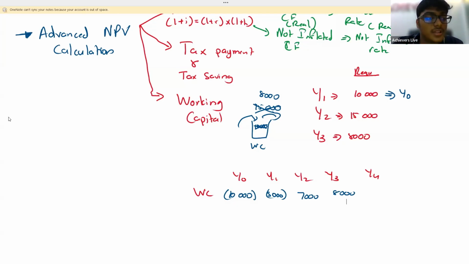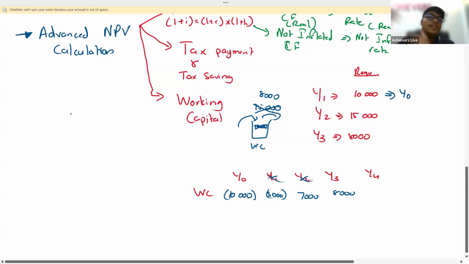If we invested working capital only in year 0, do we recover that? You're asking if we are investing working capital in year 0 and not investing in year 1 and year 2, what will happen in year three? You will always recover it.